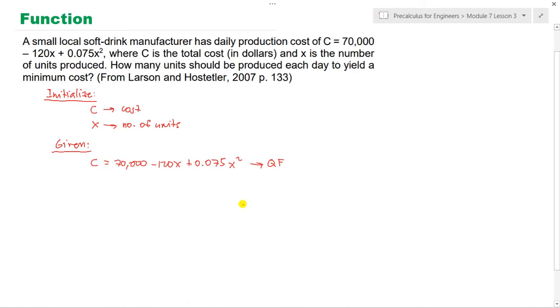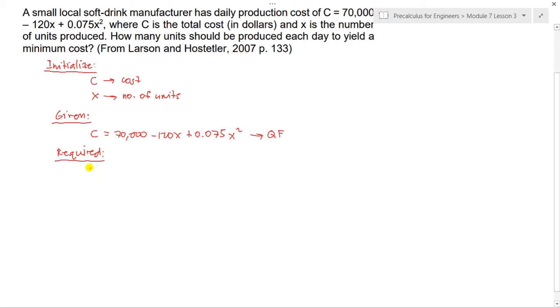Okay, what is required? What is required here is how many units daw should be produced each day to yield a minimum cost. So pila daw kuno ka x ang i-produce. So this is the unit of the soft drink to produce each day to yield a minimum cost at lower cost. Okay, lower cost.